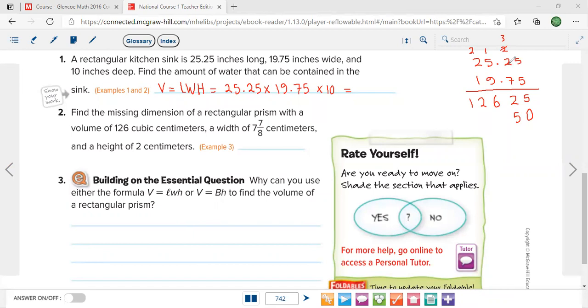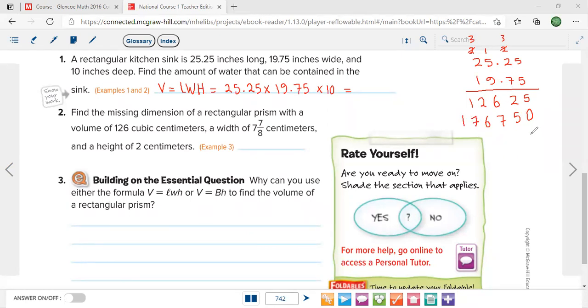7 multiplied by the 2, 14. 14 plus 3, 17. We carry up the 1. 7 by 5, 35 again. And 1, 36. So carry up the 3. Finally, 7 by 2, 14. 14 and 3, 17.